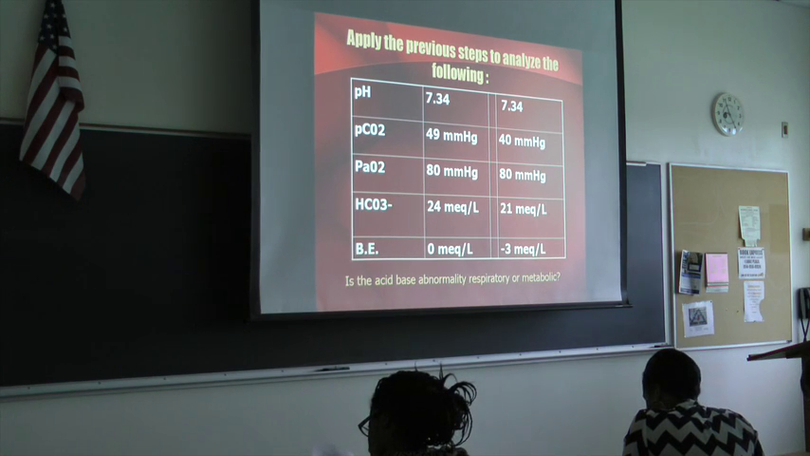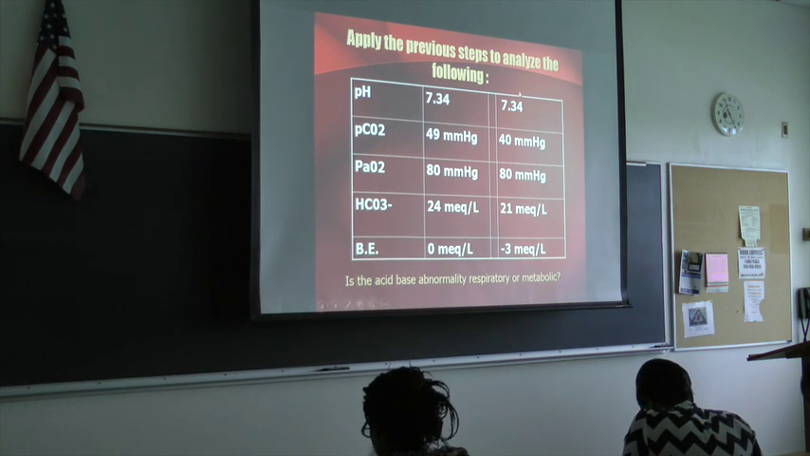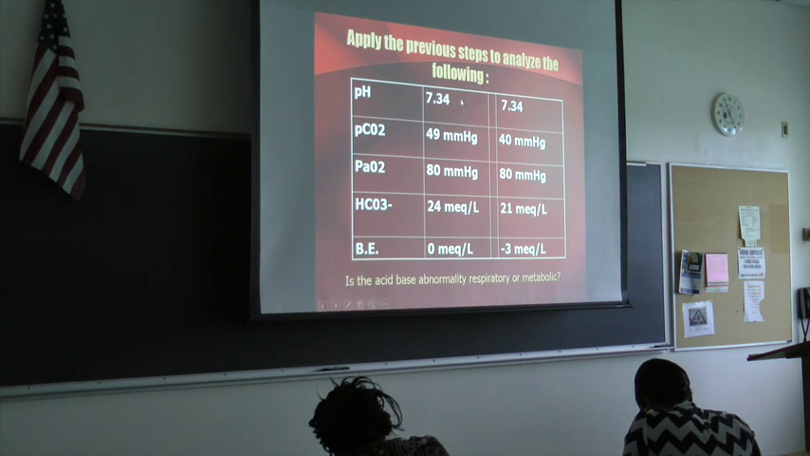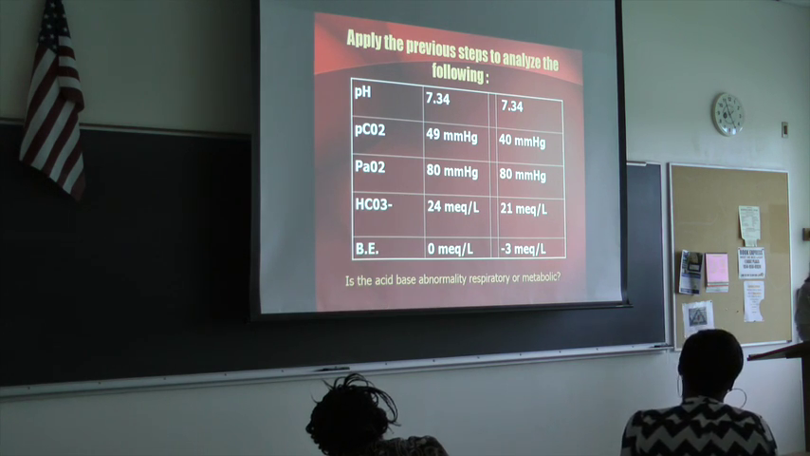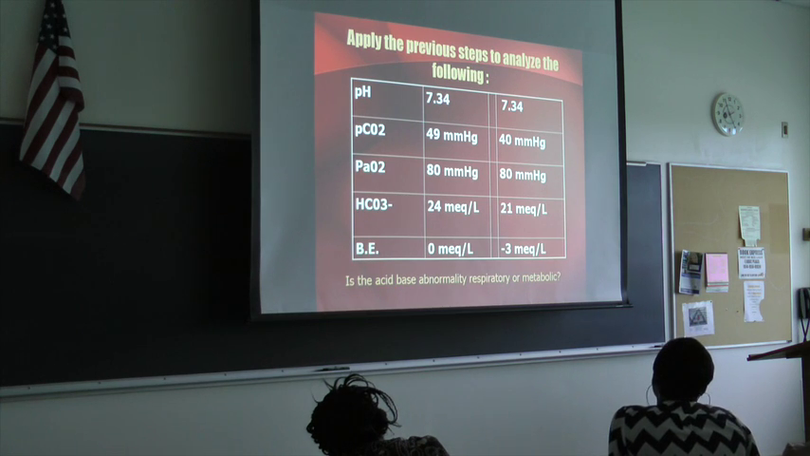All right, so we're going to apply those steps and analyze the blood gas. So there's two columns here. Here's a set of blood gases, and then on the right there's a set of blood gases. So first one, 7.34 is the pH. So if we look at a pH that's lower than normal, is that considered acidosis, alkalosis? That's acidosis.